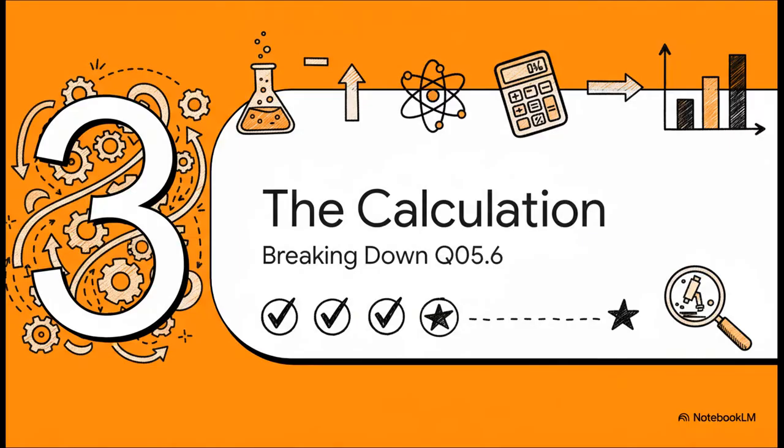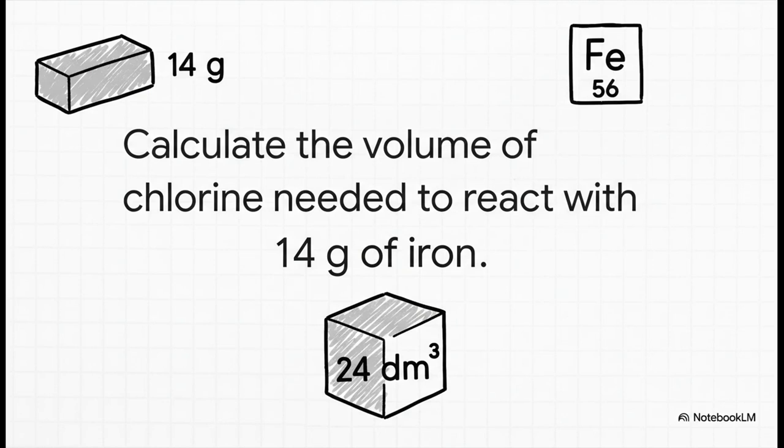And now for the big one, the calculation. This is often where students get a bit nervous and drop marks. But if we just follow the structure in the mark scheme, we can see exactly how to secure every single point. So here's the mission. We need to figure out the volume of chlorine needed to react with exactly 14 grams of iron. We've got the balanced equation, the relative atomic mass of iron, and the molar volume of a gas. Basically, we have all the pieces of the puzzle. Let's see how the 3 marks are actually given out.